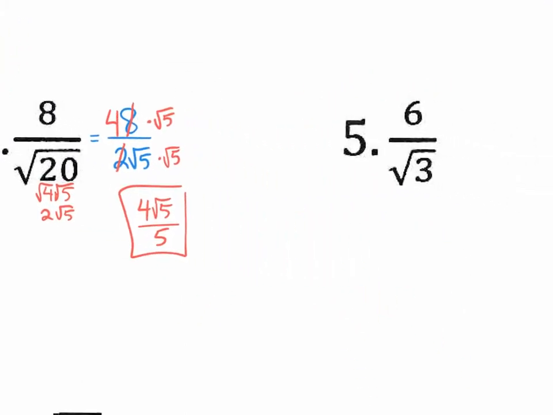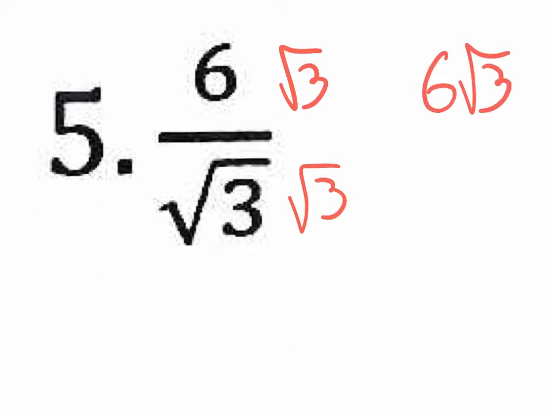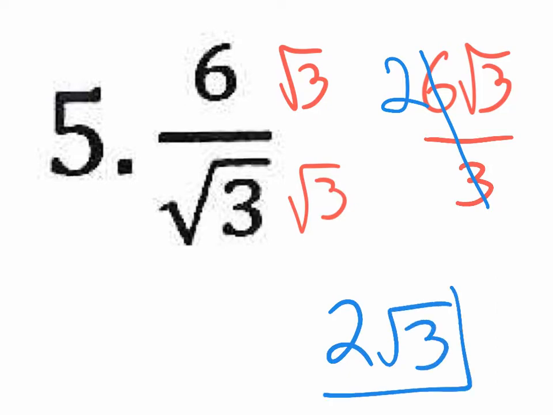Let's take a look at number 5 here. You can't do anything to it, so let's get rid of it. So what do we do? Times square root of 3 times square root of 3, both top and bottom. Up on top, I get 6 times square root of 3. That's what it stays like. On the bottom, I get what? 3. So your final answer is 6 times square root of 3 over 3. 6 divided by 3 is 2. Final answer is 2 square root of 3. No more fraction.